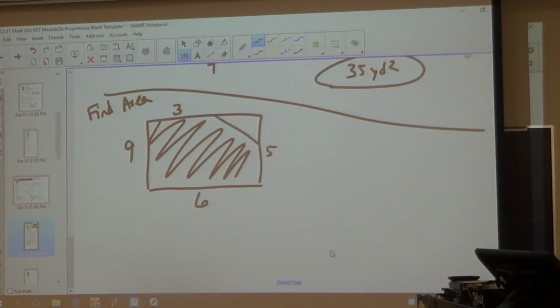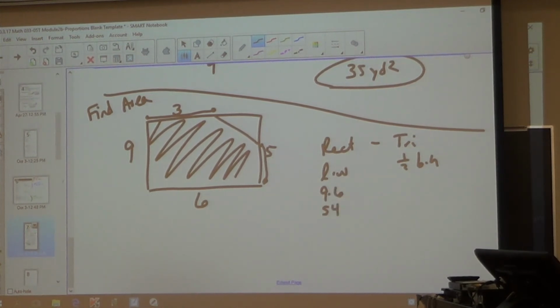Find the area. What's my outside shape? Rectangle. Rectangle, my inside shape. Triangle. Okay. Formula for rectangles, length times width. Formula for a triangle is 1/2 base times height. Okay. 3 is from here to here. 5 is from here to here. So what is the length and the width of the entire rectangle? 9 times 6, which is 54.